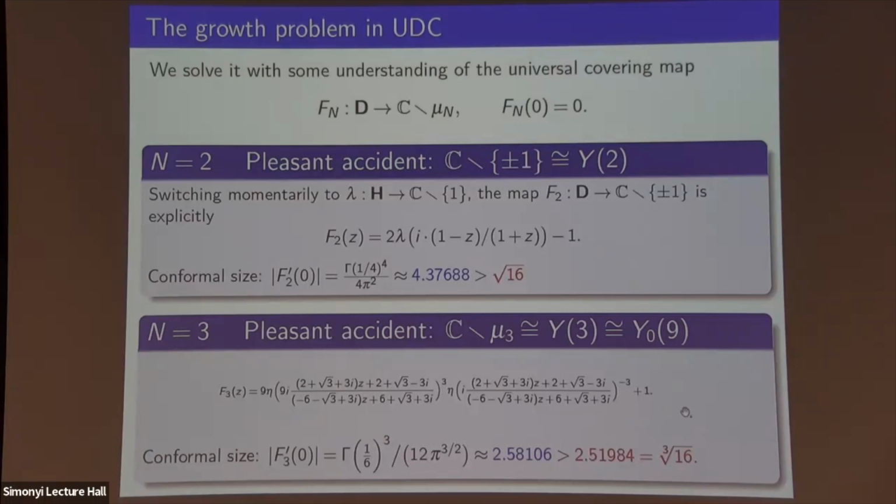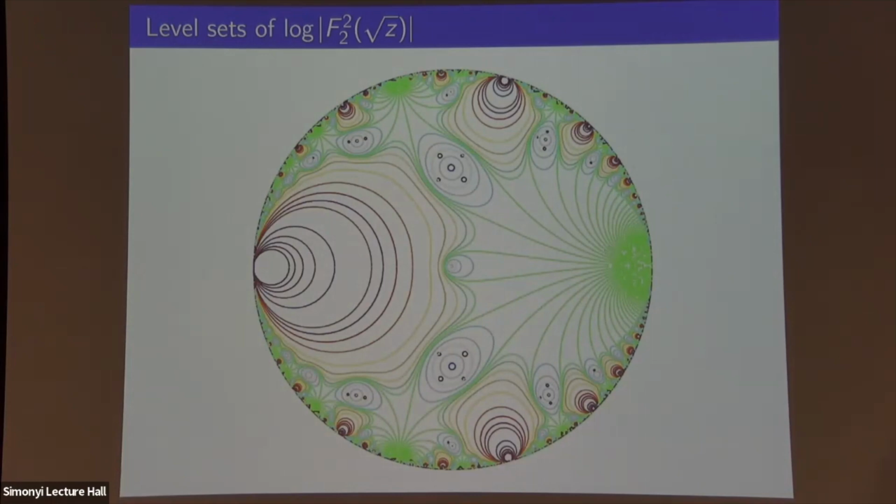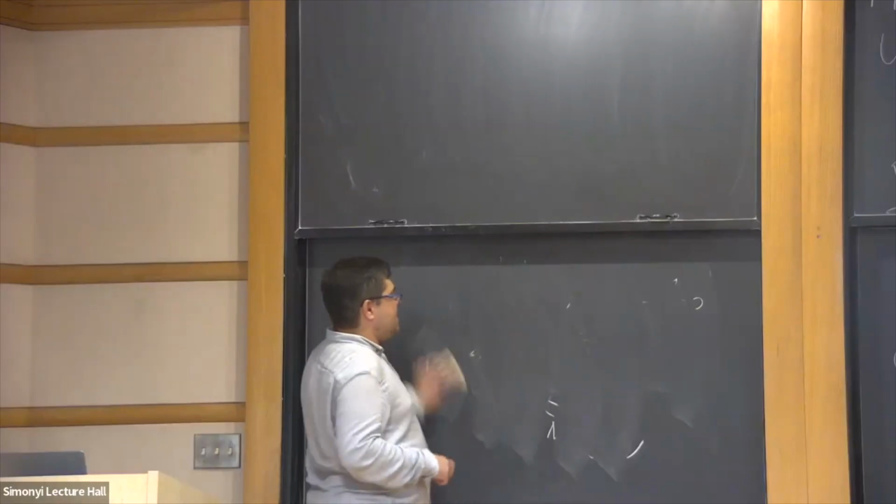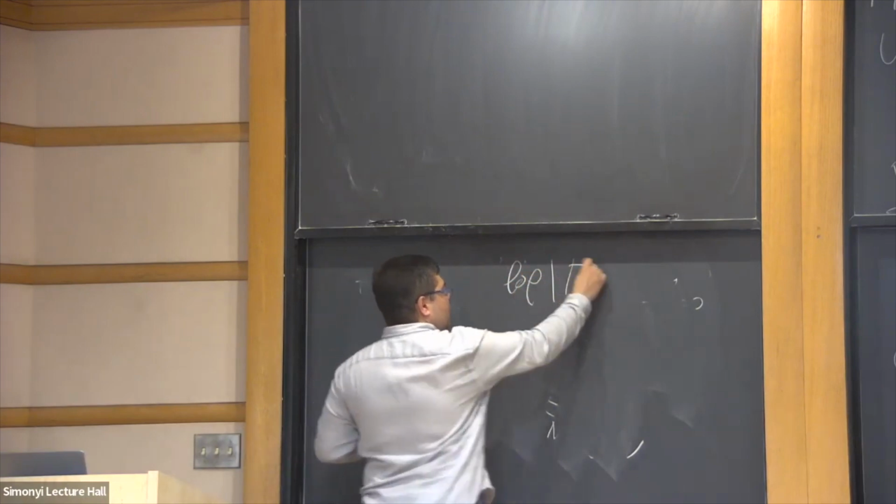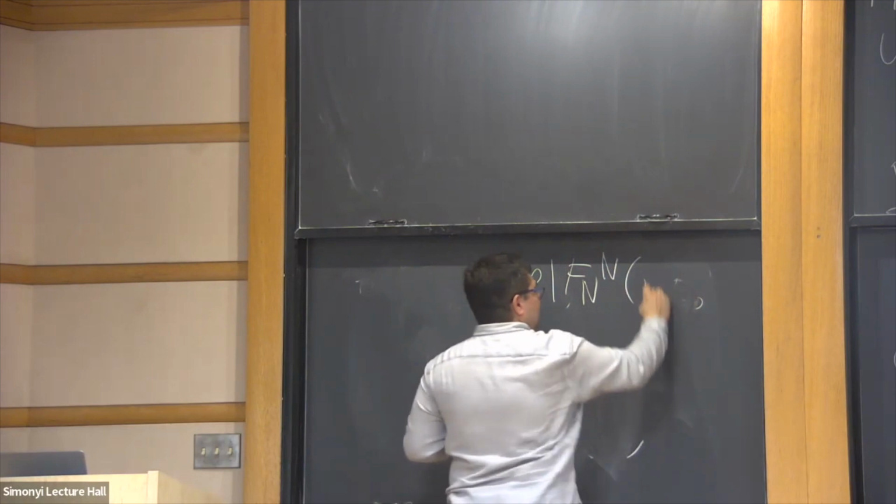So using these formulas, in general, there is no modular parameterization, but the conformal radius is still a certain expression, a formula with the Euler gamma function. But for these three values of n, I have pictures of, so to say, the topography of this function. So F_n is the universal covering map of C minus the nth roots of unity, and we are trying to show some level sets. So this will represent level sets of the map log absolute value of F_n to the power n, evaluated at the nth root of z.